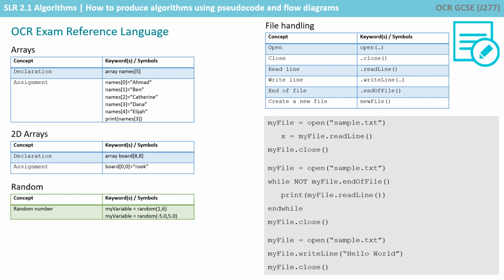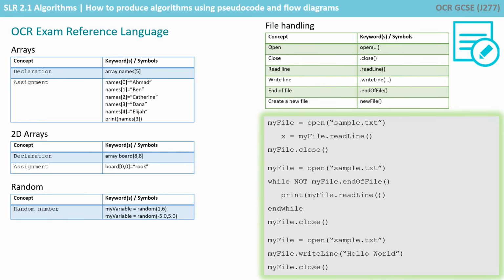You need to be aware of how to generate random numbers. These are generated using the keyword random followed by 2 parameters, which are the range of numbers. For example, random bracket 1, 100 bracket would generate a single random number from 1 to 100 inclusive.